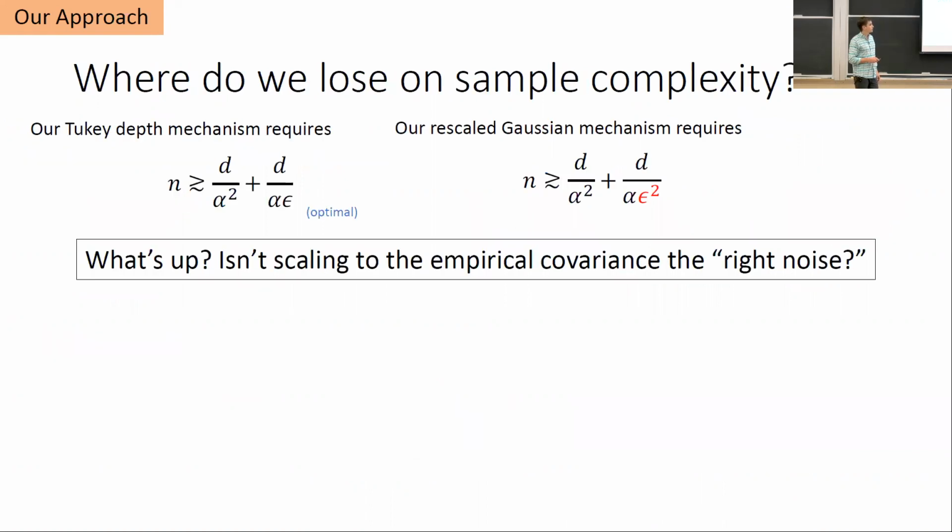Okay, so to elaborate on this, let's look at why we lose on sample complexity in this particular algorithm. I said our Tukey depth mechanism hits the optimal sample complexity, but our rescaled Gaussian mechanism requires d over alpha squared plus d over alpha epsilon squared. We get an extra factor of epsilon in there that we don't want. And this might be confusing because I told you we're adding the right noise. It seems like a pretty natural thing to do.